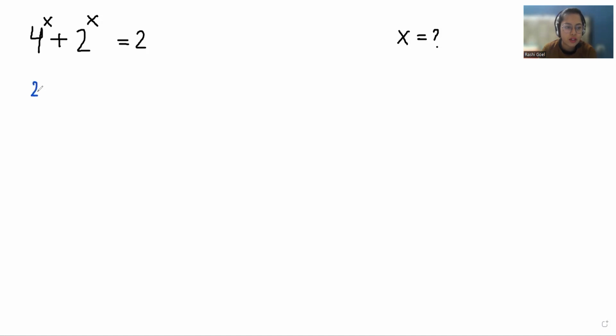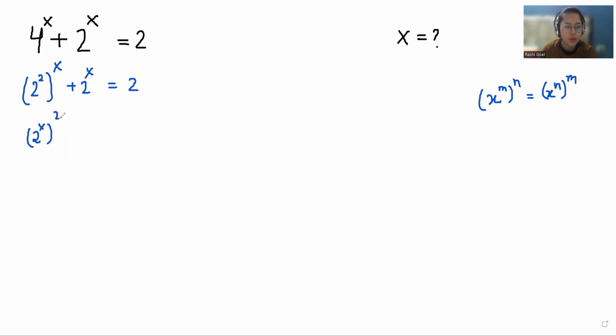So 4 we can write as (2 square) whole power x plus 2 power x is equal to 2. According to the exponent rule, (x power m) whole power n can be written as x power mn. So I'm going to apply this. So we can write it as 2 power x square plus 2 power x is equal to 2.